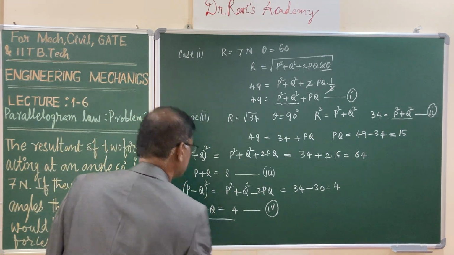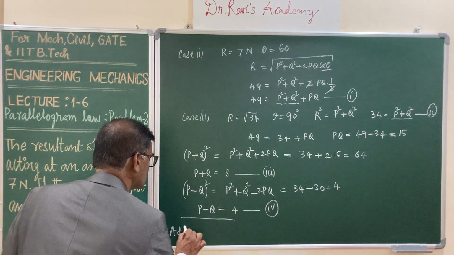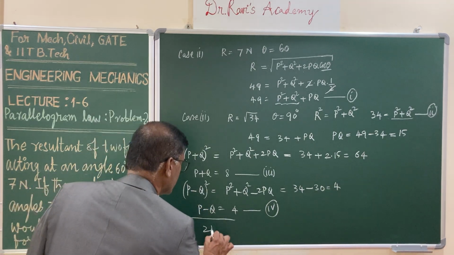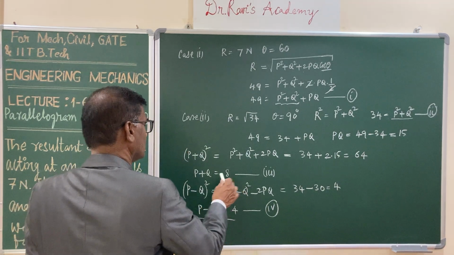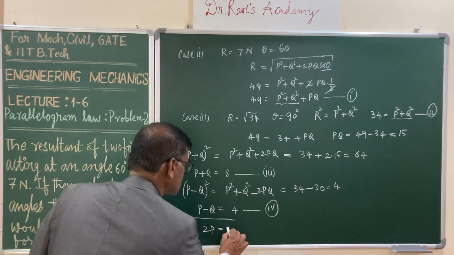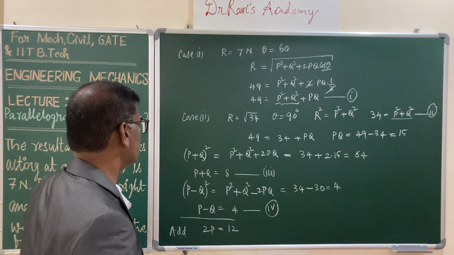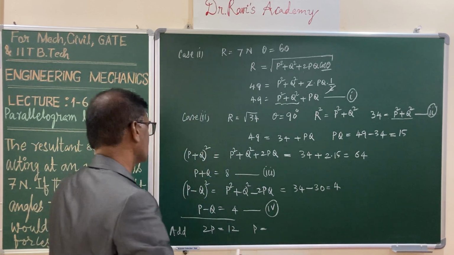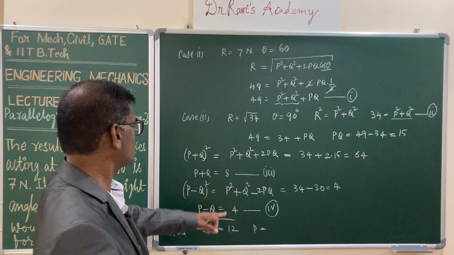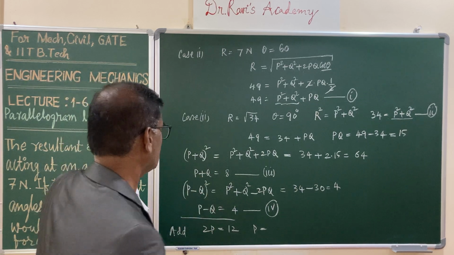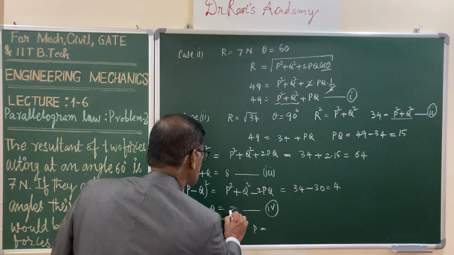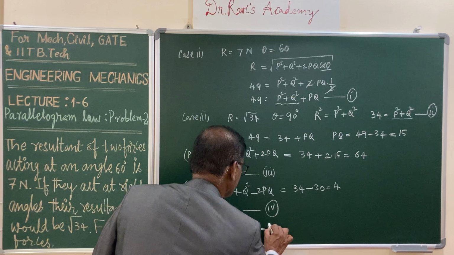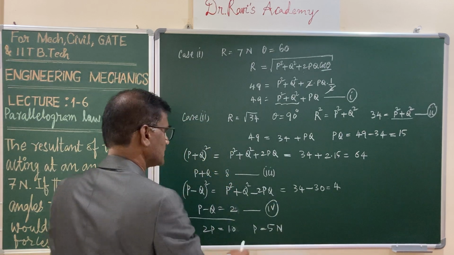So by addition of these two, the Q and minus Q get cancelled, and you have P plus P, that is 2P, is equal to 8 plus 2, that becomes 10. And your P value is 5 newtons.